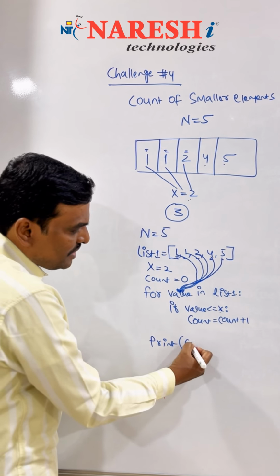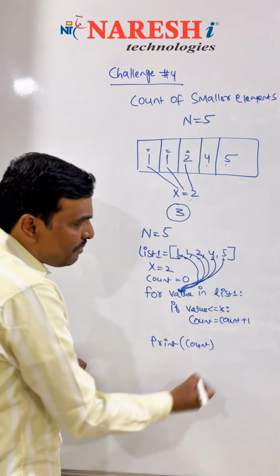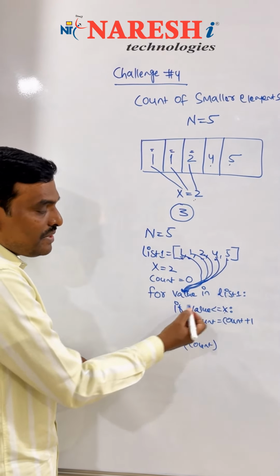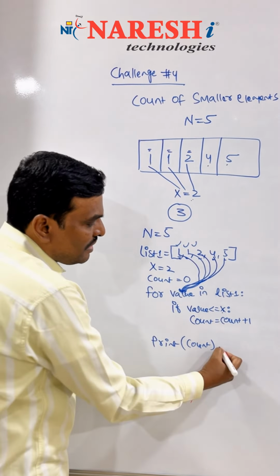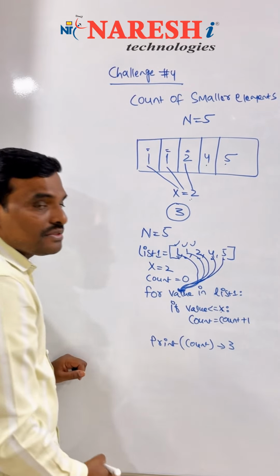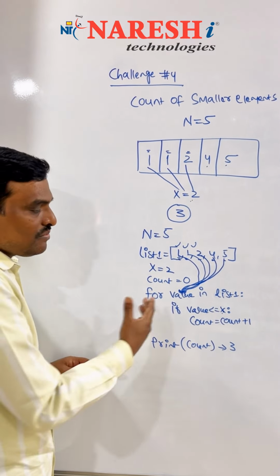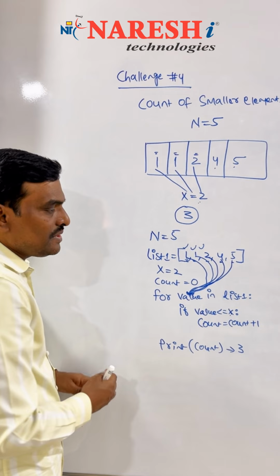So what you are printing here? Count. So how many values are less than or equal to 2 here? 3 values. And what is the value of count here? 3. So this is one of the easiest ways of solving this problem.